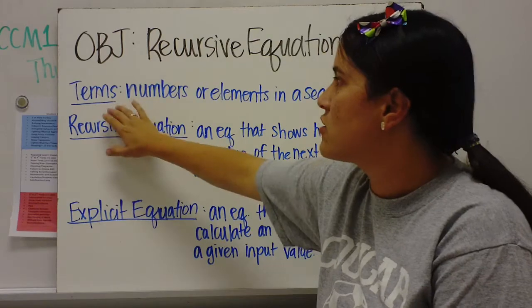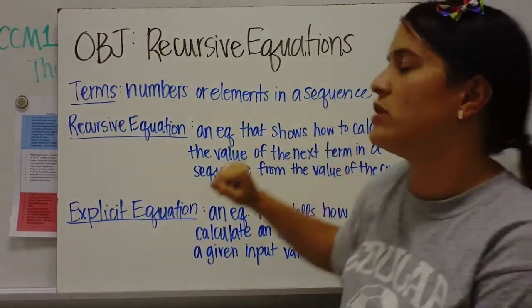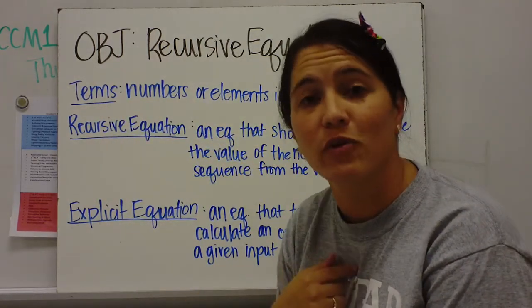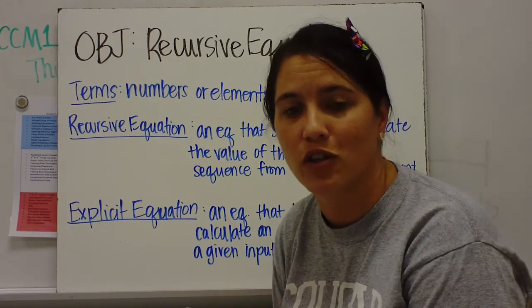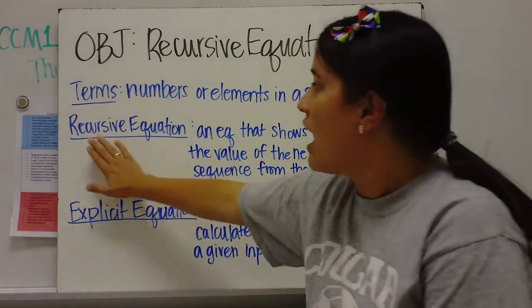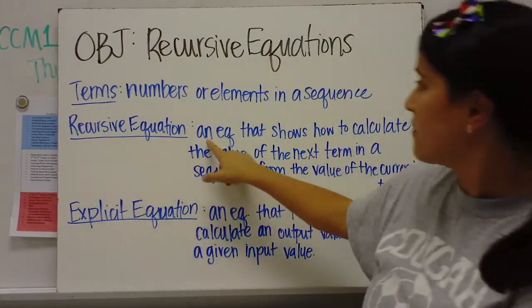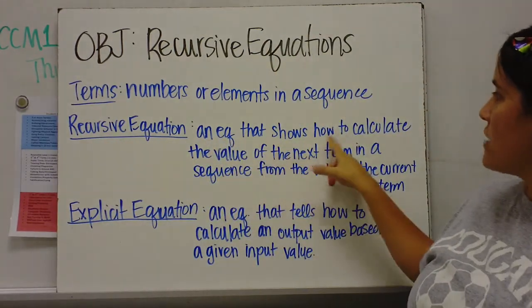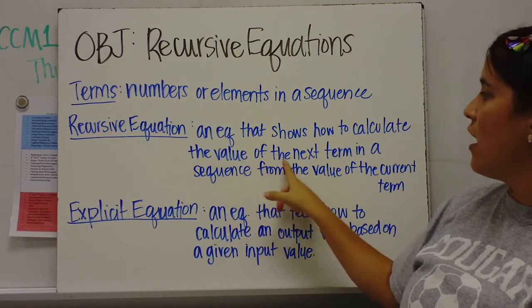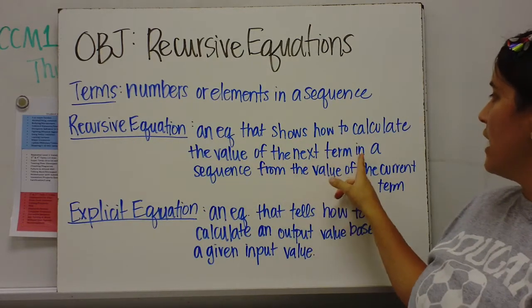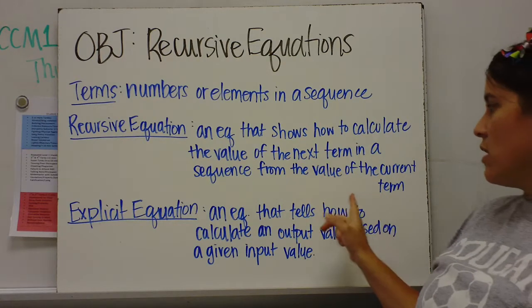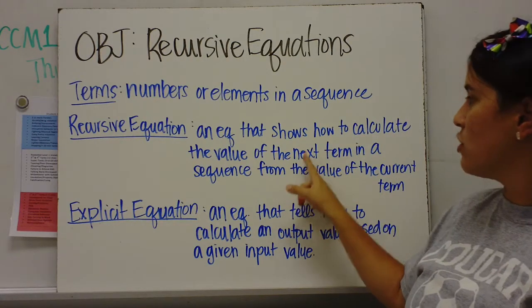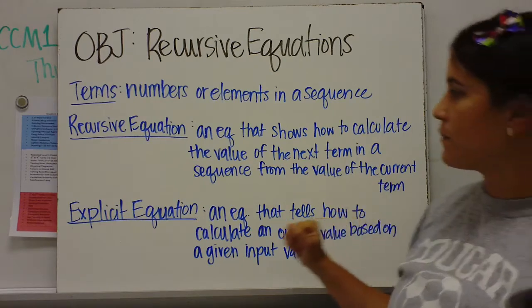First word, terms. Terms are numbers or elements in a sequence. So you'll hear me refer to terms like term 1, term 2, or the first term, the second term, the third term in a sequence. A recursive equation is an equation that shows how to calculate the value of the next term in a sequence from the value of the current term. So you're going to determine the next term from the current term.